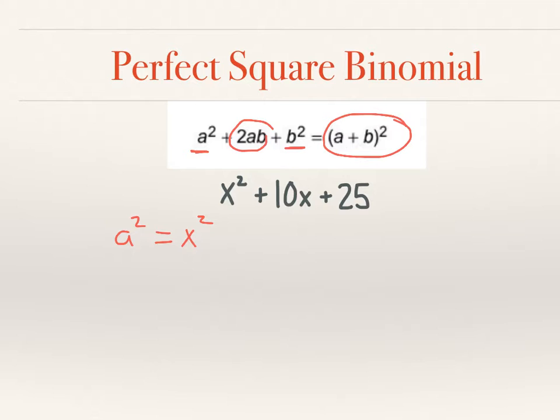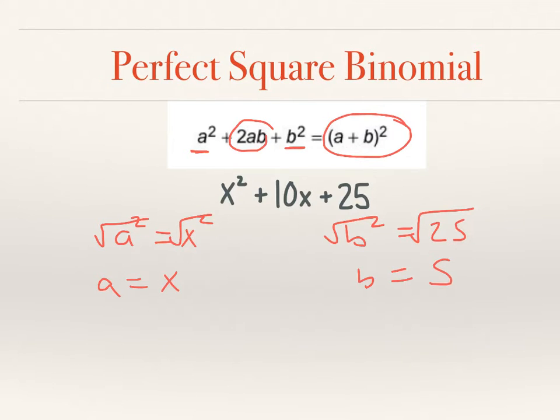If a is being squared, what do we do to reverse that squared? What's the opposite of squared? Square root. So we take the square root of both sides. So a is going to be equal to x. Now for b. b squared is equal to 25. So how do we find what b is all by itself? So I got that from right here. So we take the square root of b squared and the square root of 25. So b is equal to 5.